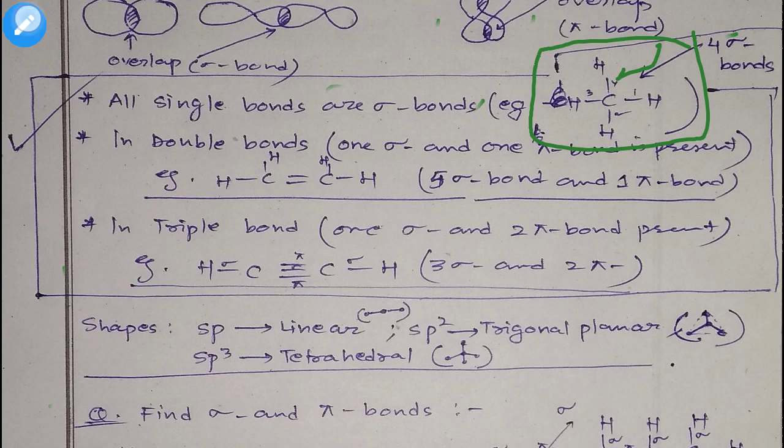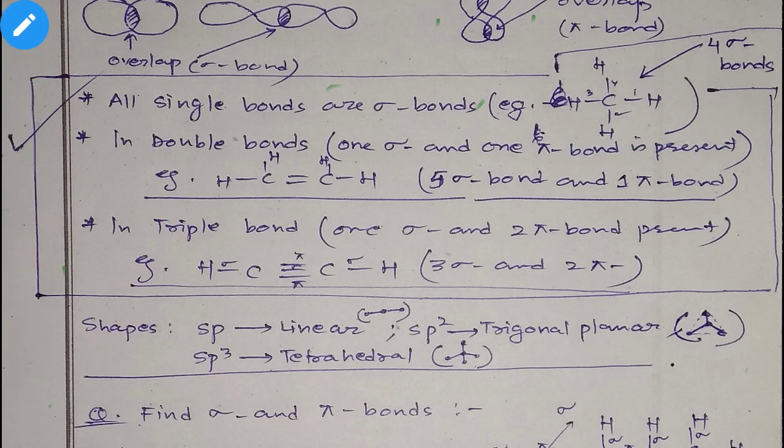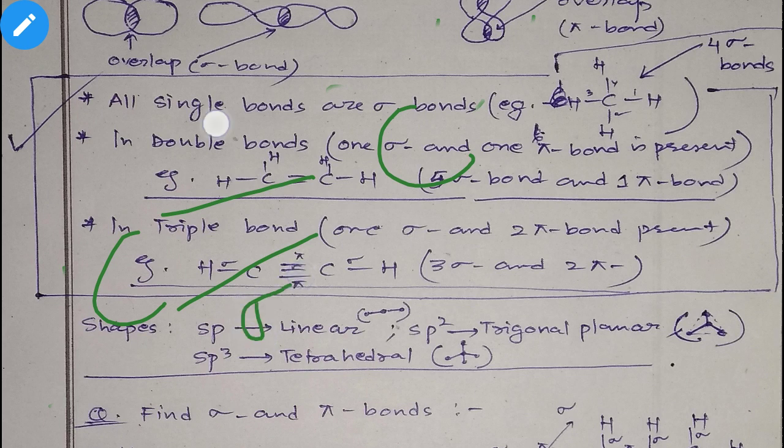Now when we say double bonds, in a double bond there is one sigma and one pi. So whenever I ask you how many sigma bonds are present in a double bond, there is one sigma bond and one pi bond.